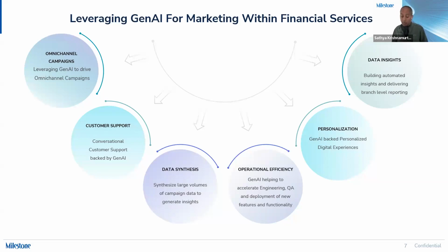Data synthesis is another huge problem. There is a plethora of data coming in. Whenever I run an omni-channel campaign, there's a plethora of data that is coming in. How do I synthesize data? How do I understand what is working, what is not working?